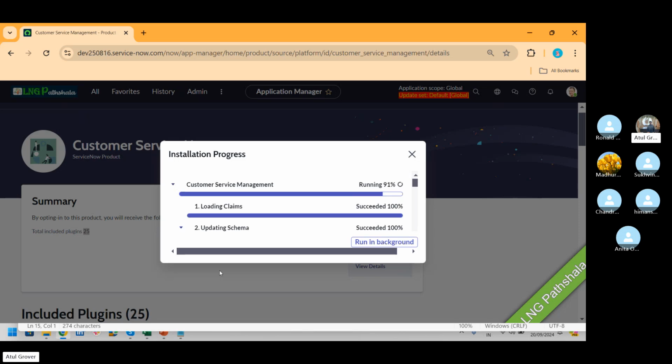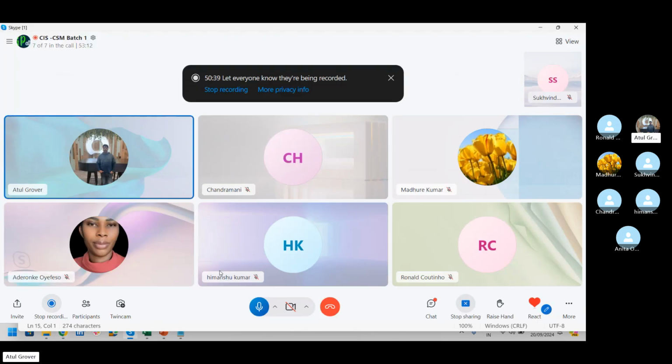Still taking time now. It will take a little bit more time. Is the fundamental clear till this point?